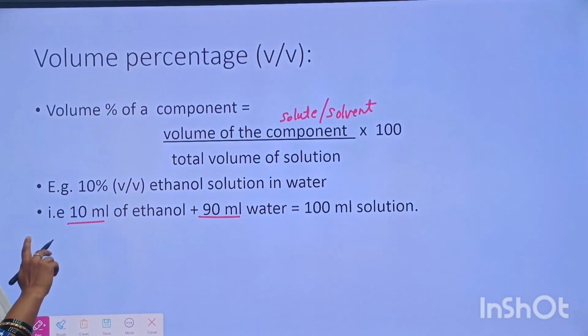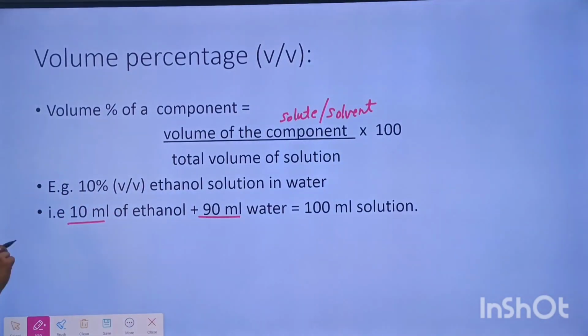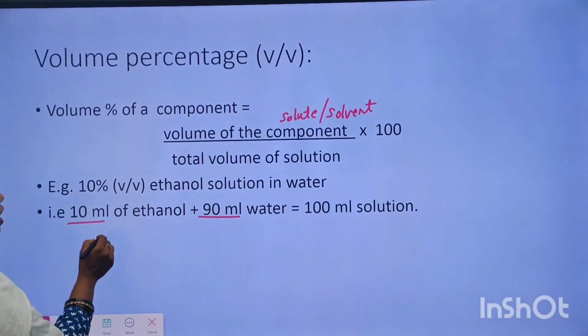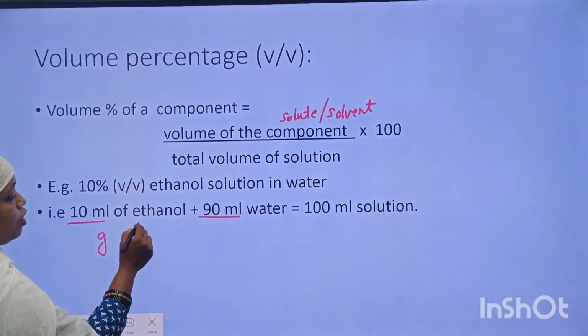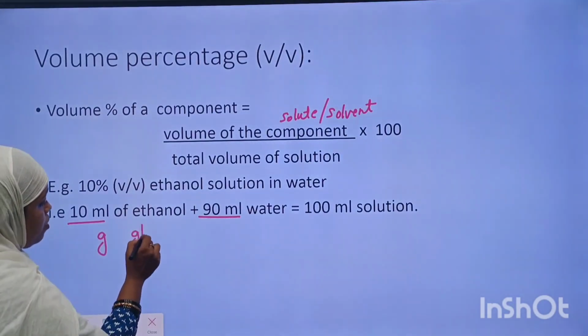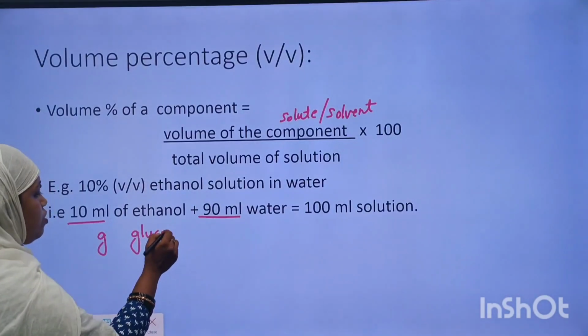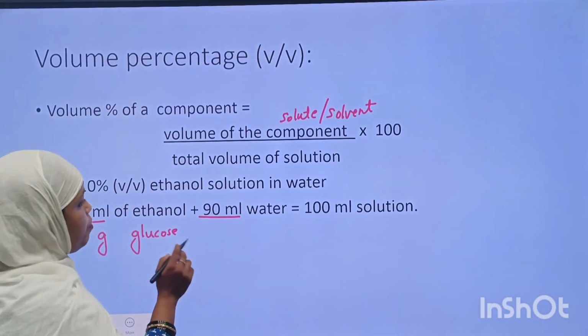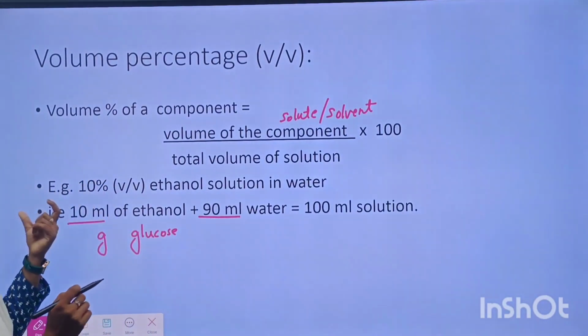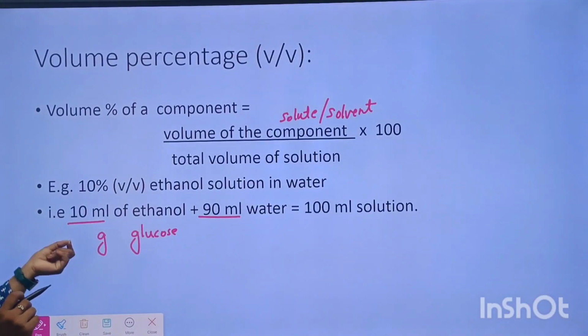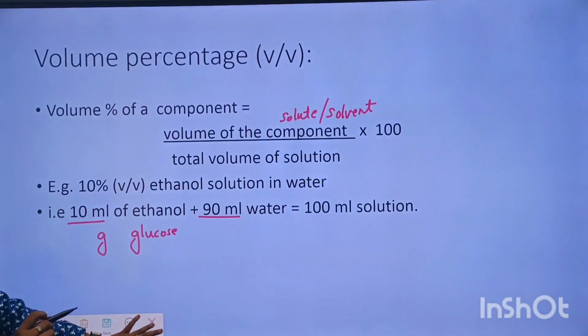In the previous slide I gave these values in grams, but over there ethanol was not present, glucose was present. So please keep in mind, in the previous weight by weight we have grams, and in volume we have ml.